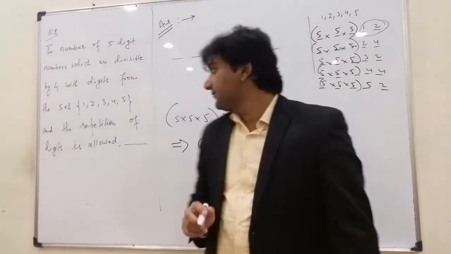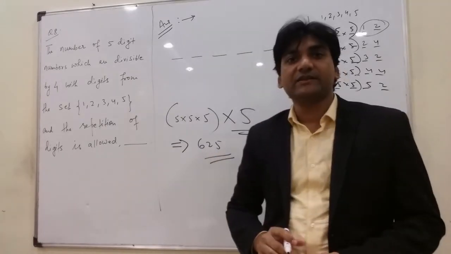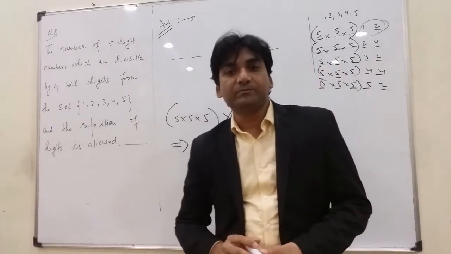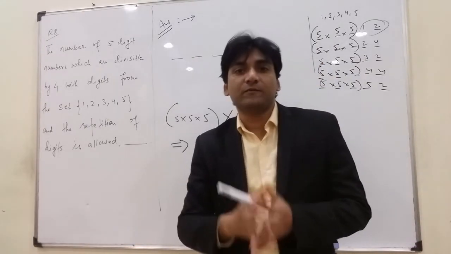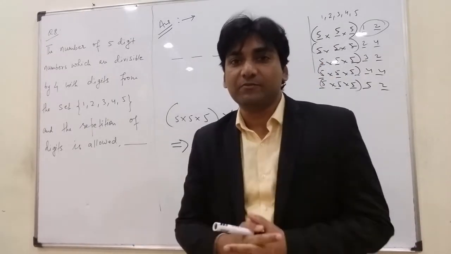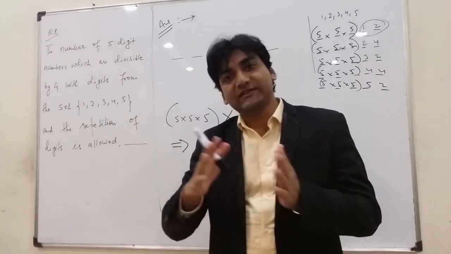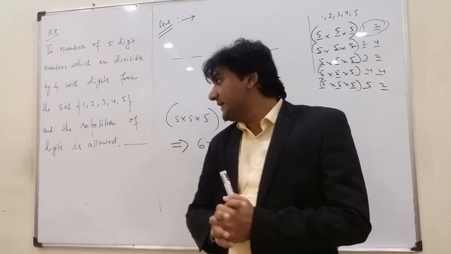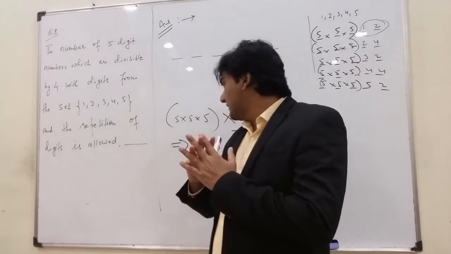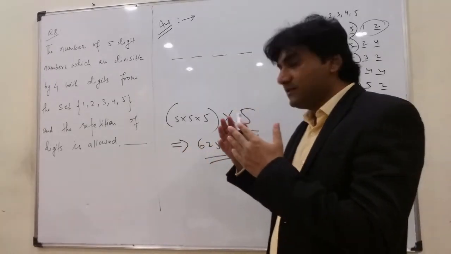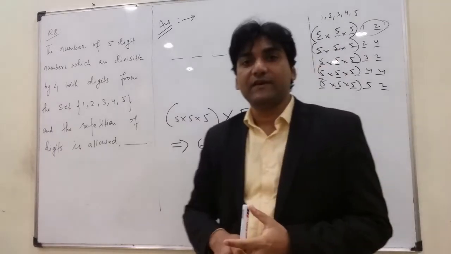What was the question? The question was the number of 5-digit numbers. So the number of 5-digit numbers is 625. This is an integer type problem, but in 2018 they changed the pattern. Previously the answer was a single digit number from 0 to 9. This time the answer is not between 0 and 9. It can be even 0.5, or greater than 9, like 625.